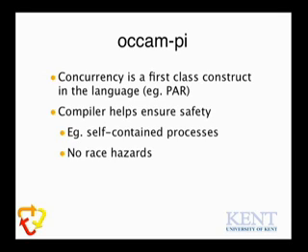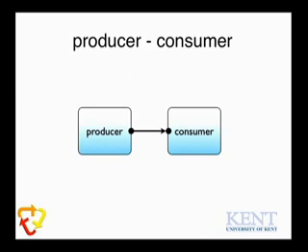So what we'll be talking about, really, or showing, is the occam-pi language, which is what we run on top of the virtual machine. And it has concurrency as a first-class construct. So we're basically able to say, in parallel, run a bunch of things. And it also helps us to ensure safety. So concurrency isn't an add-on library, it's there in the language. So the compiler and the semantics can actually help us ensure, for example, that we don't have race hazards. And this is in part because processes are entirely self-contained.